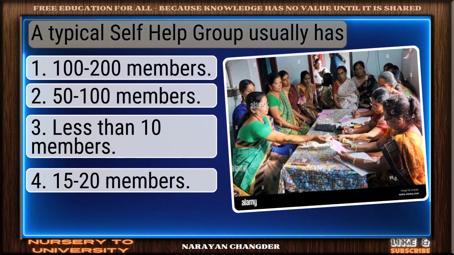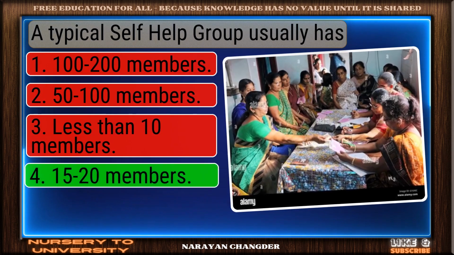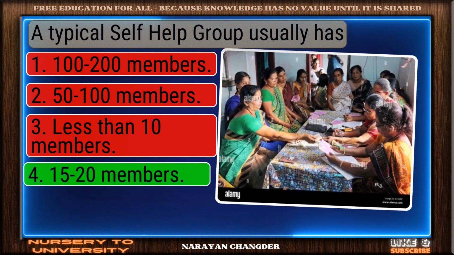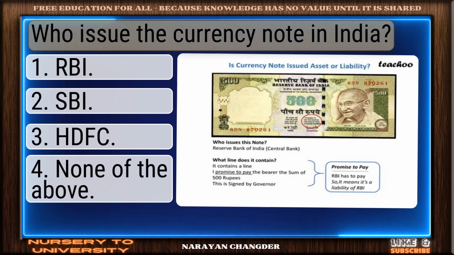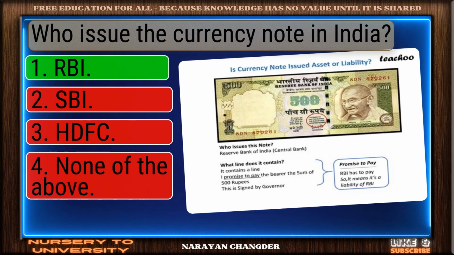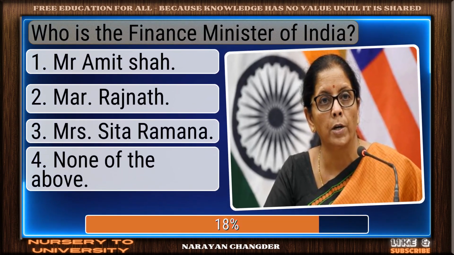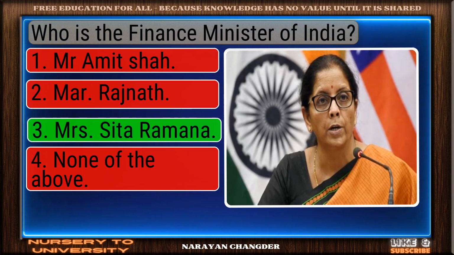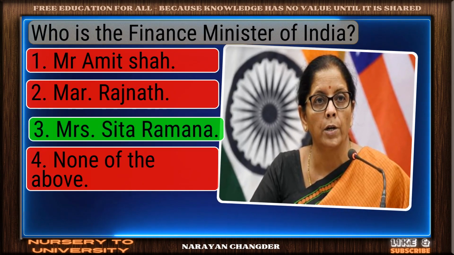A typical self-help group usually has... Excellent. 15-20 members is well reasoned. Who issues the currency note in India? Well done. RBI is right. Who is the Finance Minister of India? You're right. Mrs. Sitharaman is correct.